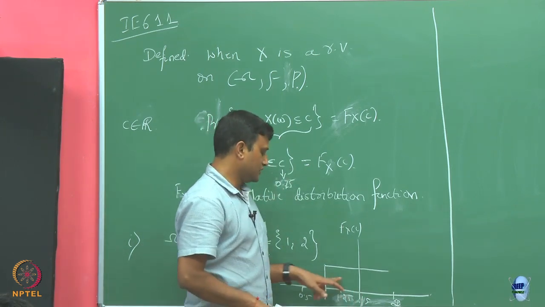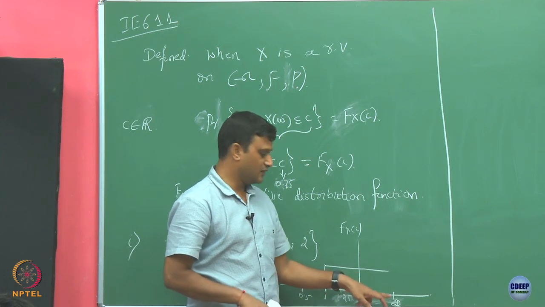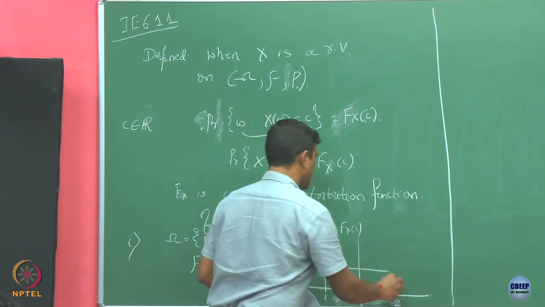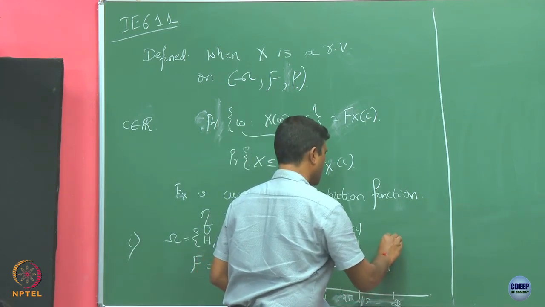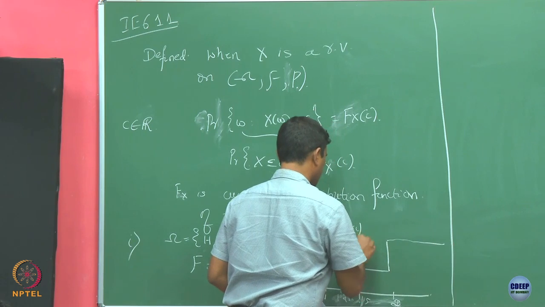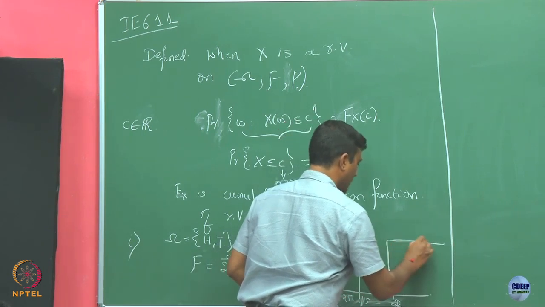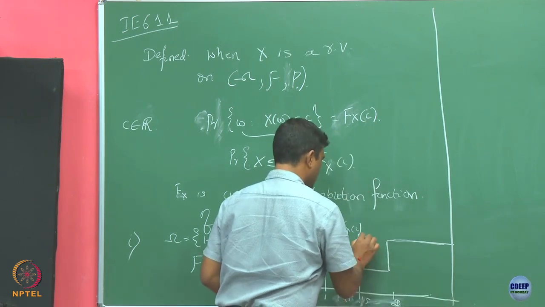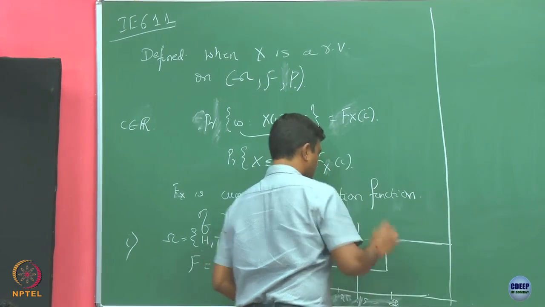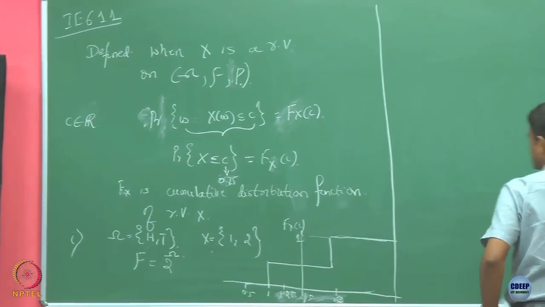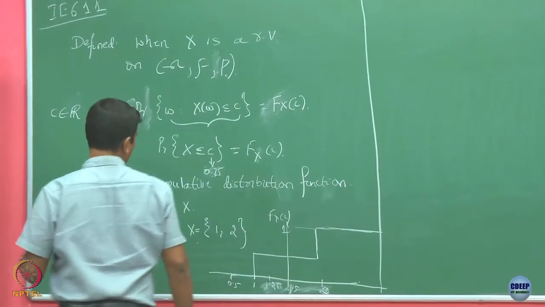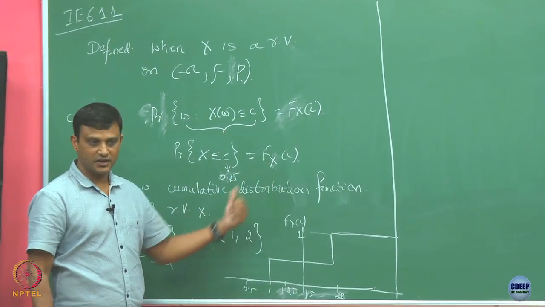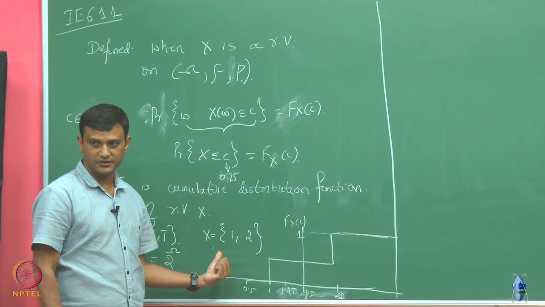So now this is going to remain flat till what point? At 2, what happens? This is going to be 1, and what happens after that? For any value greater than 2, this is going to remain 1. So this is the simple case that is going to depict this function F_X for this simple example of a coin toss.